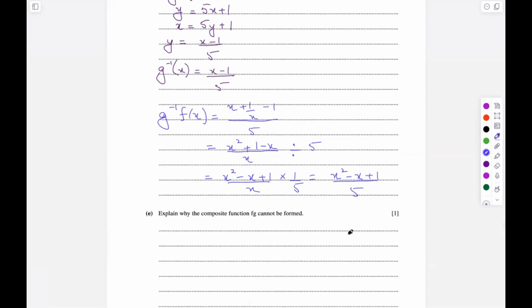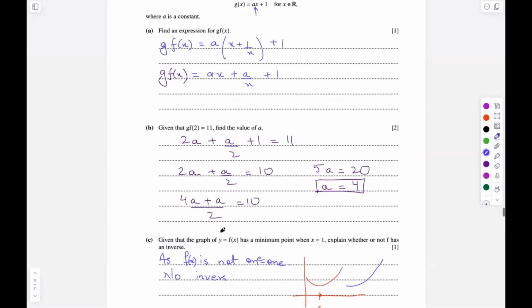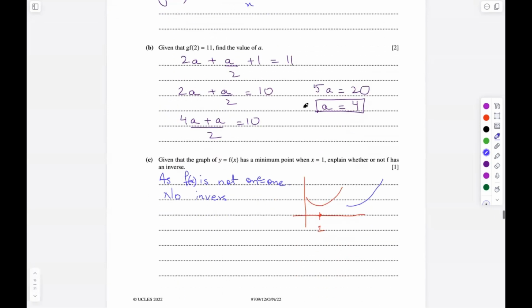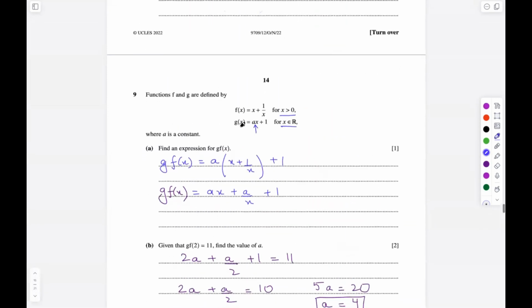In part E, it is saying explain why the composite function fg cannot be formed. Now, when we are forming the composite function f g of x, this means that in the function f, we'll substitute in place of x the whole function g. Now, if you look at the function f of x, it is taking only x values which are greater than 0. And the function g of x has all the x values, which is an element of the real numbers, which means it can be positive and negative. So the range of g of x in this whole case will be negative and positive.